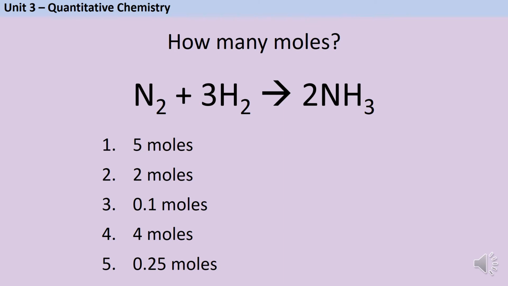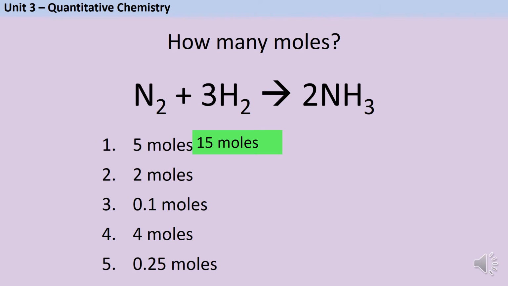So for the first question, I've got 5 moles of nitrogen, and I can see from my symbol equation that I've got a 1:3 ratio. So I need 3 times more moles of hydrogen. So therefore 5 moles of nitrogen would react perfectly with 15 moles of hydrogen. Hopefully that makes sense. Pause the video and write down how many moles of hydrogen will react with the moles of nitrogen in each of the questions.